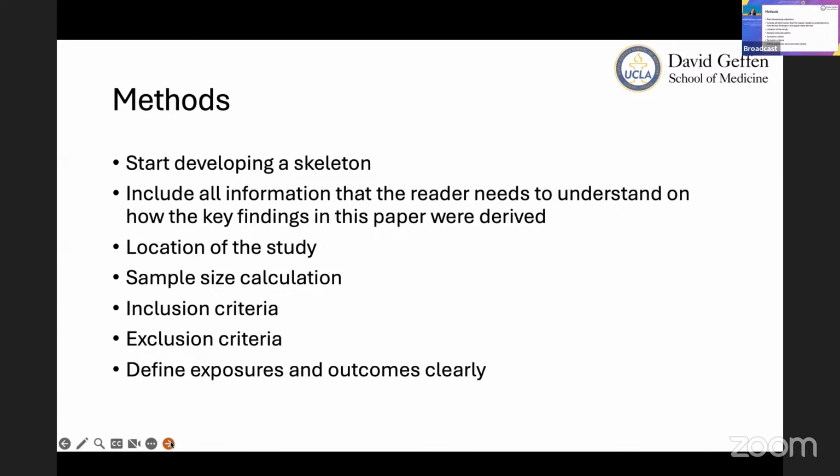The first and foremost thing: where was this study performed? It's important because that makes a huge difference in terms of who the audience were. How did you end up with the total number, the sample size calculation? Again, this is a whole different talk altogether, how to calculate sample size and what to do. And it's very important that you mention the inclusion criteria, who was included in the study, exclusion criteria, who was excluded, what is the exposure, what is it that you studied, and what are the outcomes.